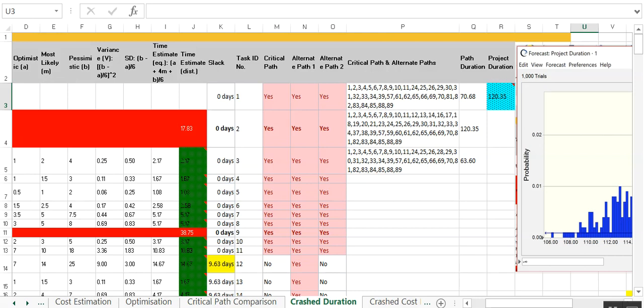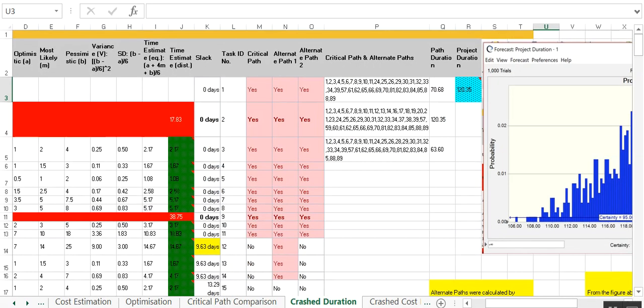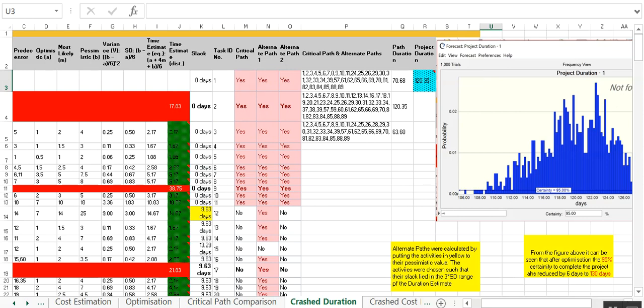Again, looking at the crash duration. What's the length of the project once it's been crashed? They've updated some of the other estimates that they had here, and they've now got a slightly more detailed critical path, so calculated. It can be seen that the optimised project will be reduced by 6 days to 130 days. So that's good. That's really good. Okay.